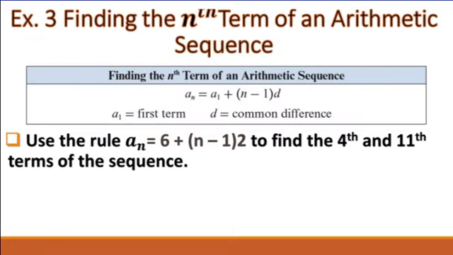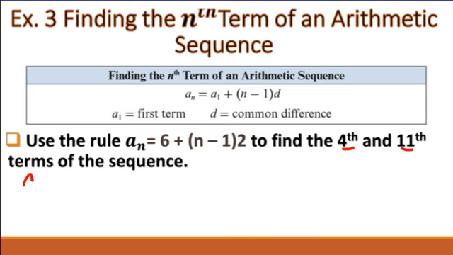Example 3, finding the nth term of an arithmetic sequence. So here we want to find a specific term. And here we use the formula a subscript n equals the first term plus whatever term we're finding minus 1 times the common difference. So I already have everything plugged into the formula for us. We need to find the fourth and the 11th term.